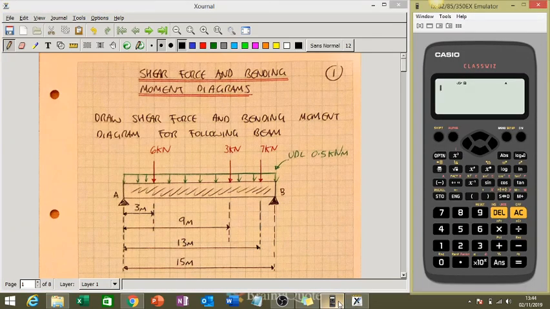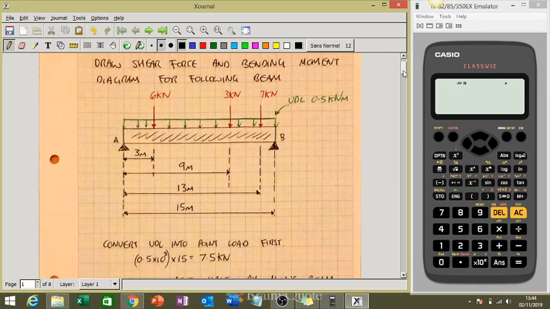Anyway, shear force and bending moment diagrams. You will get one in an assignment where you've got to draw shear force and bending moments. So we'll go through it. We've done a few in class, so all the same type of procedure.